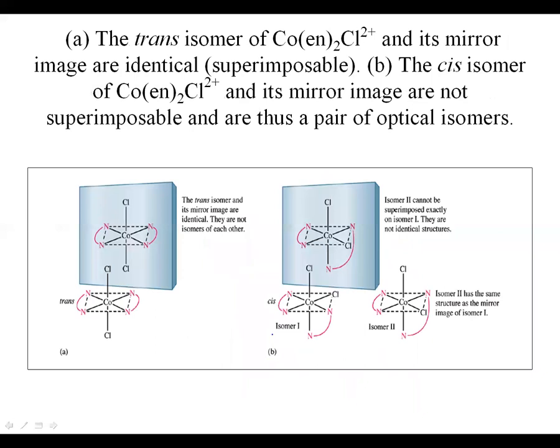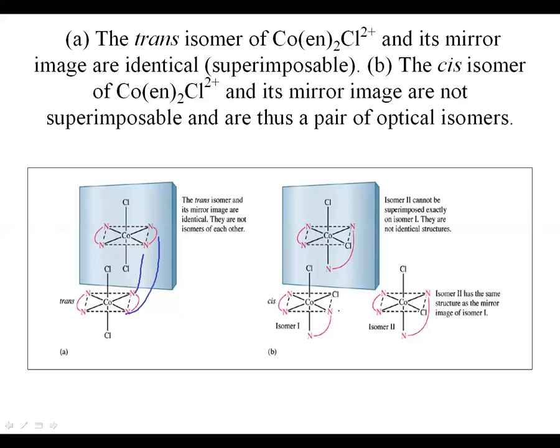Now here, when we look at this, the trans isomer and its mirror image are identical, which is what's happening in part A here. So when these get reflected, this guy comes close, this guy goes back, this guy comes close, this guy goes back. And if you pull out that mirror image, as you can see, it pretty much matches, and they will be superimposable. So that is not a chiral molecule because they are superimposable, so that would be more like an achiral.